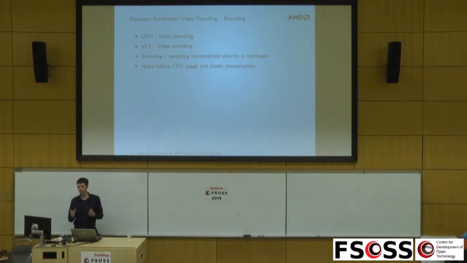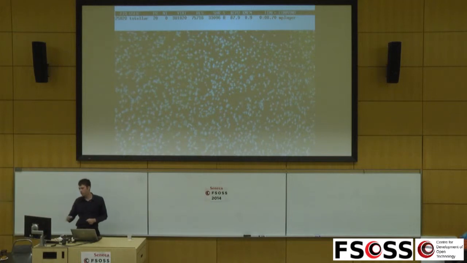Doing the decoding in hardware really helps reduce CPU usage and power consumption, because you're basically offloading these tasks onto the GPU, and the GPU is designed specifically for these kinds of tasks, so it can do them really efficiently, and it makes a big difference as far as power. I have a little example here to demonstrate. So here's a screenshot. This is pretty big.